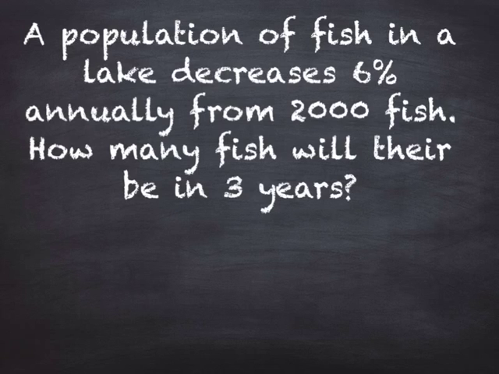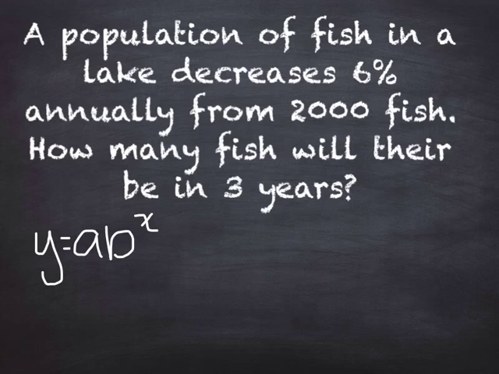The population of fish in the lake decreases by 6% annually from 2,000 fish. So our equation is y equals ab^x, where a is our initial amount and b is our growth or decay factor. So let's plug in our information. For a, our initial amount, we are going to put 2,000 because it says it's originally 2,000 fish.